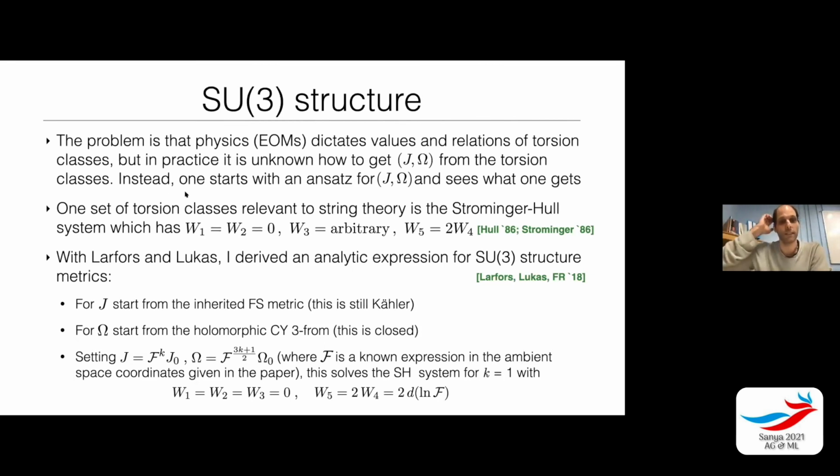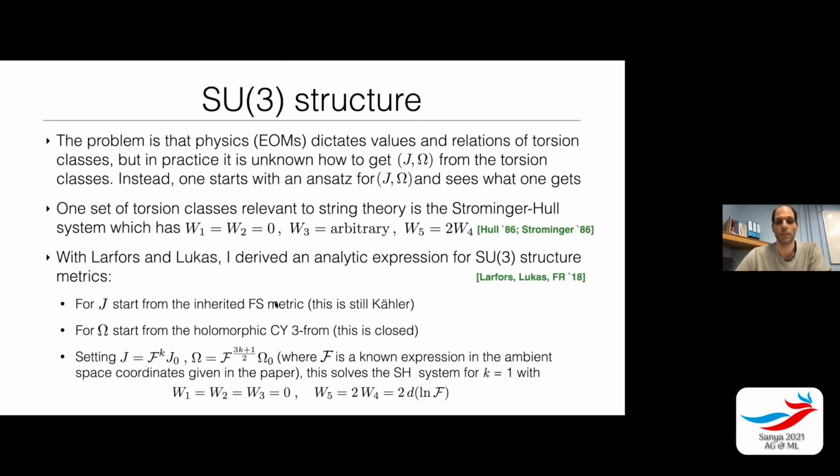So one set of torsion classes that is relevant for string theory, for example, is W1 and W2 equals 0, W3 is whatever, and W4 is 2W, W5 is 2W4. This is the so-called Hull-Strominger system. So now in this paper from 2018, we derived an analytic expression for SU(3) structure metrics, meaning we gave an ansatz for J and for omega and how to modify them.